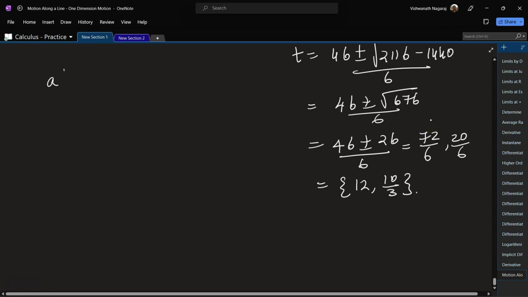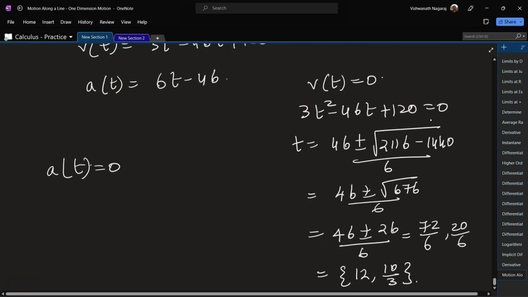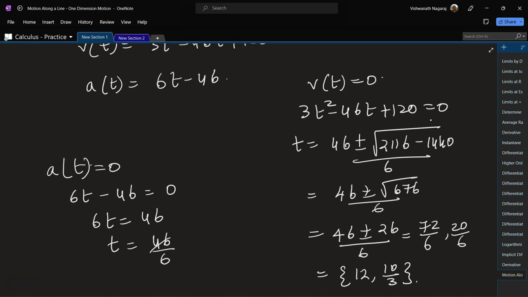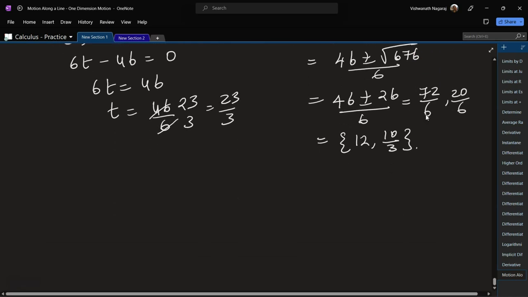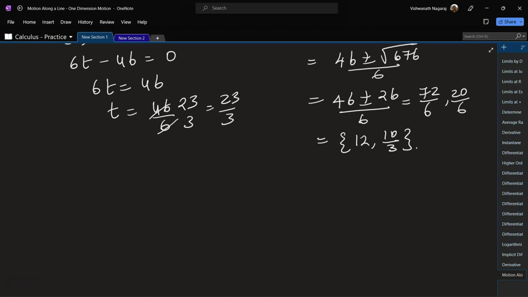Okay, so now when will the acceleration be 0? When A of t is equal to 0. So A of t is 6t minus 46 equal to 0. That means 6t equals 46, t equals 46 by 6, which is 23 by 3. Whenever you get fractions, never convert them into decimals, because then your calculations go into decimals, which makes it complicated. So what are the intervals that we are interested in? Roughly speaking, this will come to 7 point something, and this will come to 3 point something.